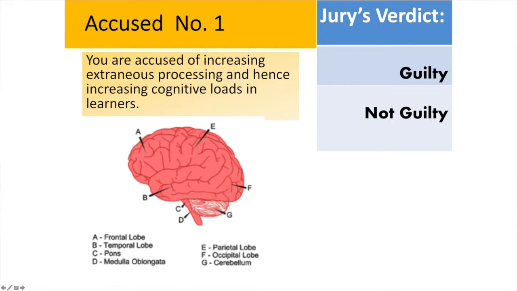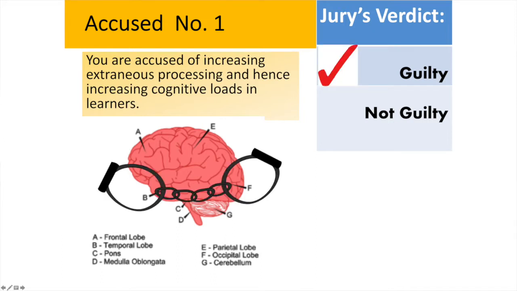You are accused of increasing extraneous processing and hence increasing cognitive load in learners. Hey, jury, guilty, right? Guilty. Those who say guilty, put your hand up. Not guilty. Unanimous. Wonderful. So you, go to jail. No, I don't want to. I want to use it this way. I may do so.